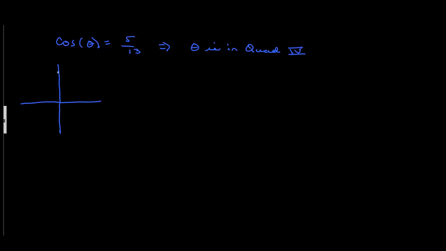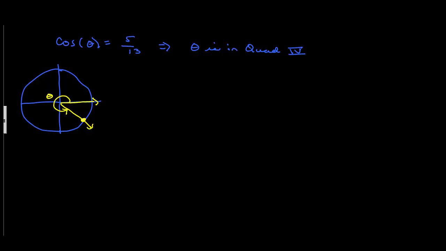Here's our unit circle. And we've got an angle that starts out here and ends somewhere down here. It has some intersection point with the unit circle. This is our angle, called theta.